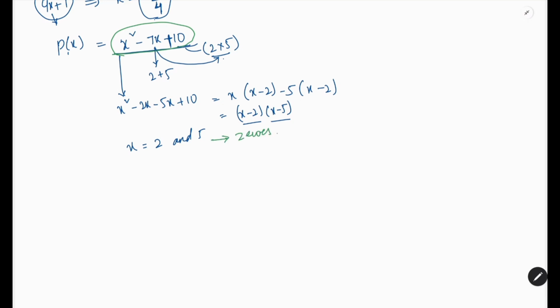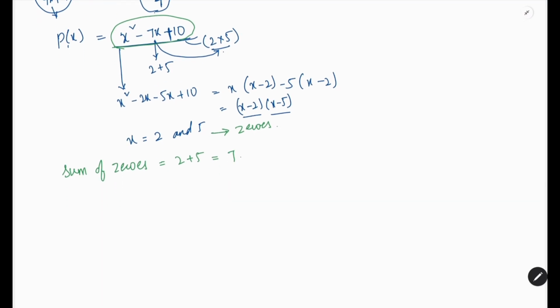If we add the zeros, the sum of zeros equals 2 plus 5 equal to 7, and the product of zeros equals 2 into 5 equal to 10.